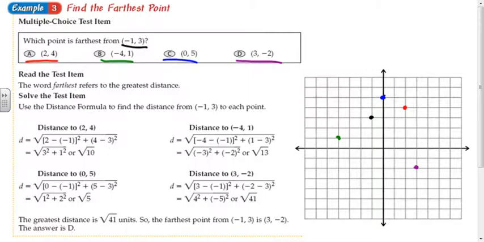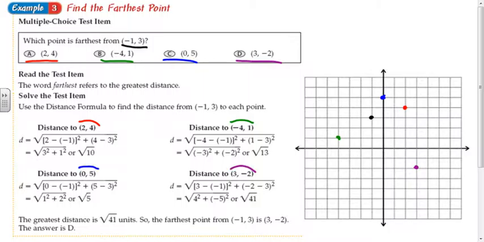So already, just by looking at this visually, we can kind of see some of the points we can tell are a lot closer and some are a lot farther. So we might have an idea already which one we think is the farthest. But we'd have to use the distance formula to solve. So this is the distance to A, this one is our distance to B, this is our distance to C, and this is our distance to D.